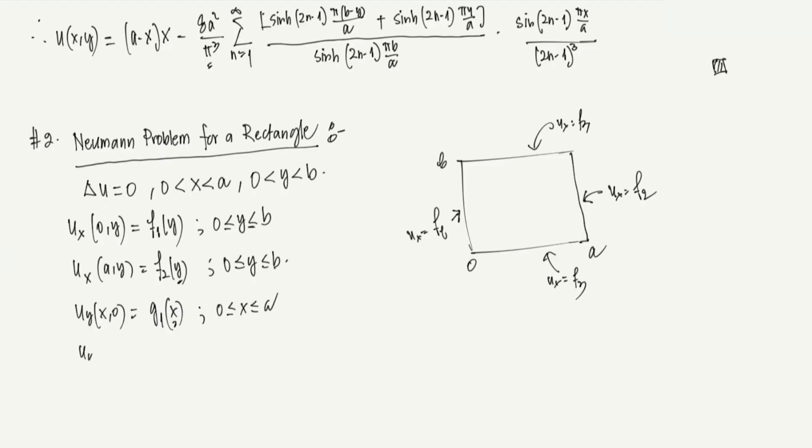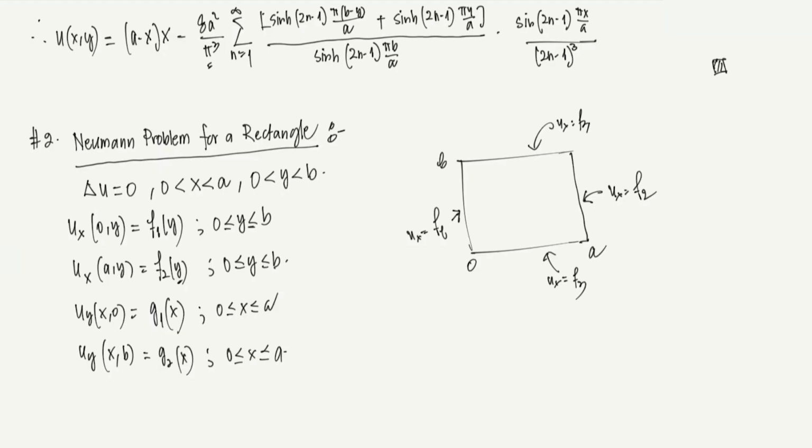And similarly, uy at the point x, and what is this, b, right? This is g2 of x. Clear? This is g2 of x. So this is again x between 0 and a. So slightly different conditions here, and this is called the Neumann condition. Please remember, the data is given with respect to x and with respect to y variables. Clear? Now you remember the Neumann condition.